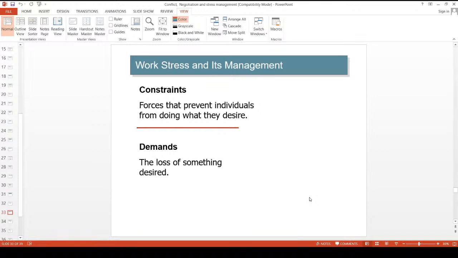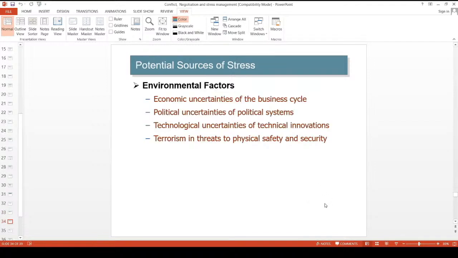The constraints are forces that prevent individuals from doing what they desire. So if you want to achieve something, then all the hurdles which prevent individuals from achieving those particular things constitute the constraints. Similarly, the demand is the losing of something desired. This probability of losing something is usually termed as the demands. And both of these, constraints and demands, are the prerequisites of this stress sort of situation.